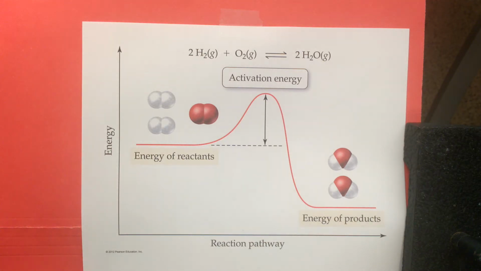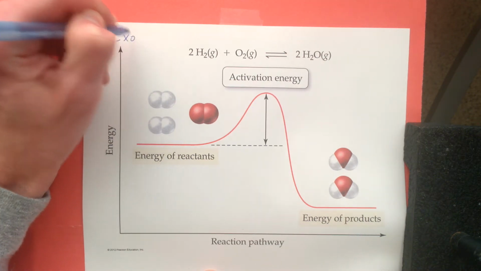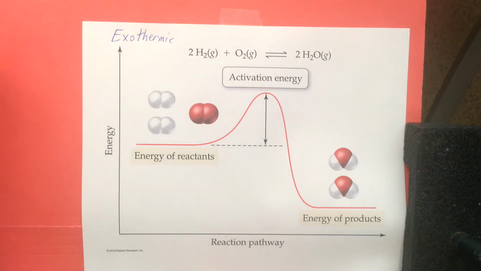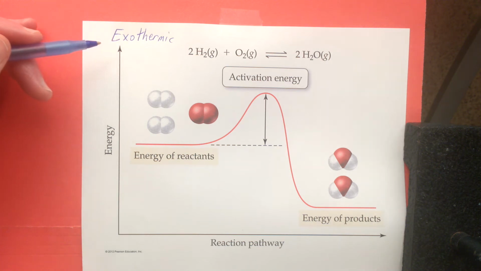Let's spend a few minutes looking at what we call an energy profile diagram for a reaction. When we look at thermochemistry and heats of reaction, we look at a reaction and define it as either exothermic or endothermic. This profile diagram here is of a reaction that is exothermic. Remember that exothermic reactions mean that heat energy is being released from the system.